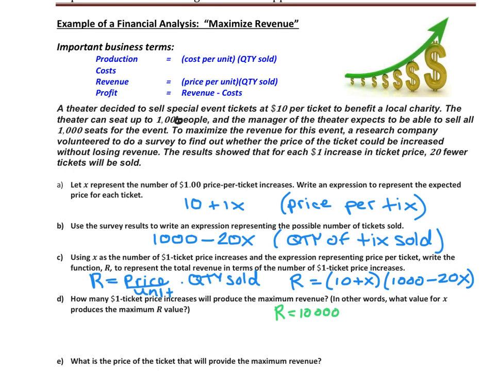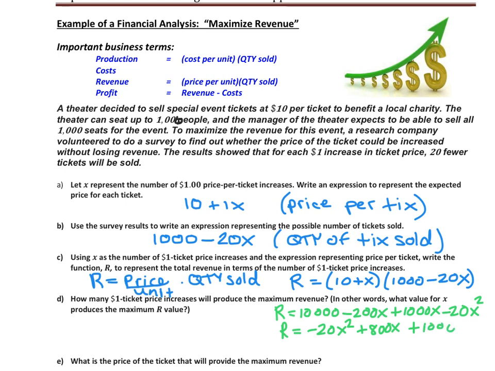10 times minus 20, or negative 20x, is minus 200x. X times 1,000 would be 1,000x. And x times negative 20x is going to be negative 20x squared. As soon as you see that x squared term, you know you've got a quadratic. I'm going to tidy this up a little bit and get it in standard form. So I've got negative 20x squared plus 800x plus 10,000.